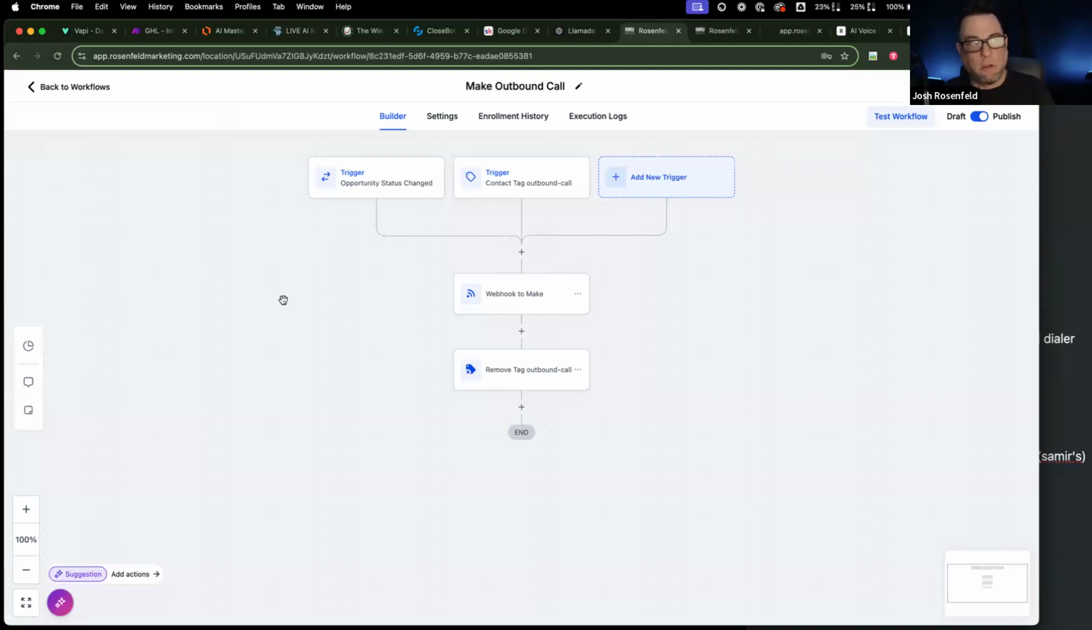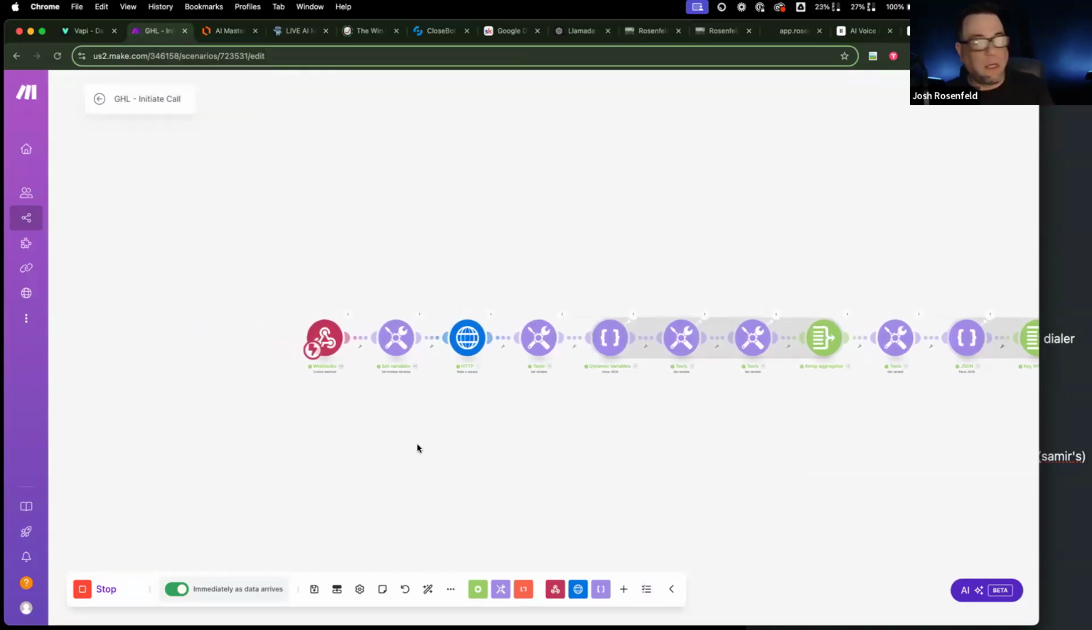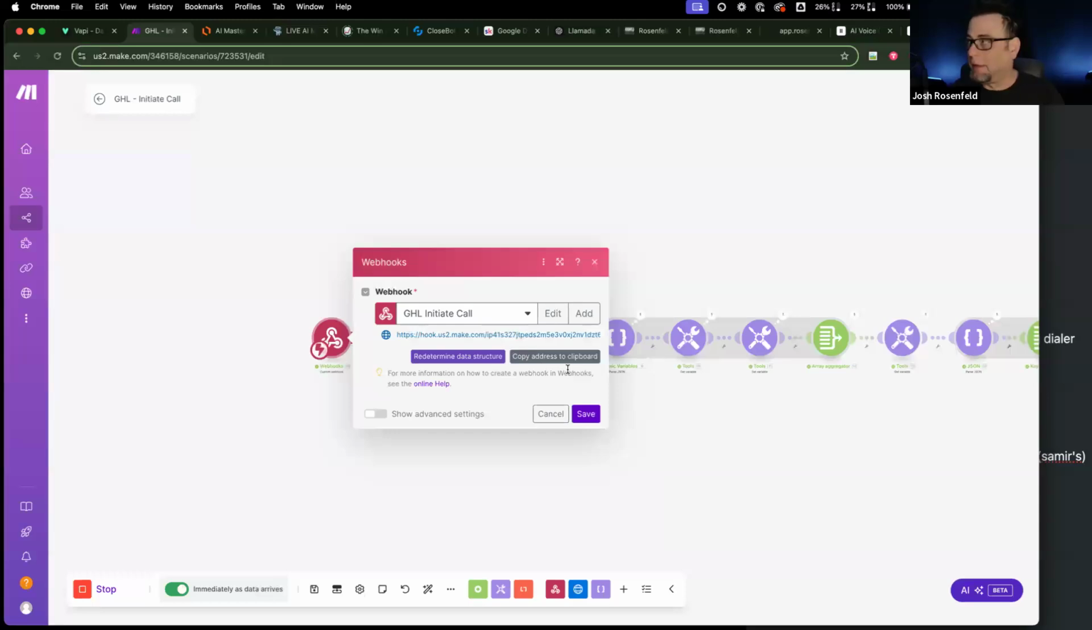Any triggers you want to make the call, go ahead. You can select the whole group and add them to this workflow, and that triggers it. The whole setup is here. So let me show you how Make is set up. You don't have to do anything. It's all set up out of the box. All you need to know is the webhook that it's going to create when you load this for yourself. That's the webhook you're going to call in that step.